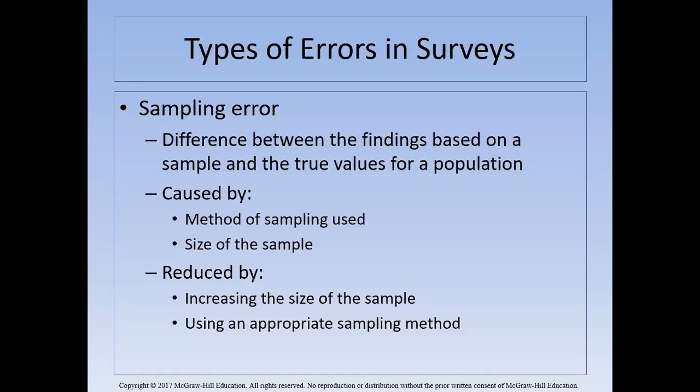The other thing could be caused by the method of sampling used. So you might be going during the winter time, asking people, what do you think about an orange ice cream, while it's snowing, so people would not be able to answer this question. Or, as we said, the size of the sample. It's reduced by increasing the size of the sample. As we said, the larger the sample you take, the closer to reality, and by using appropriate sampling methods.